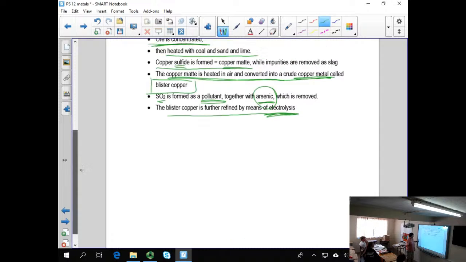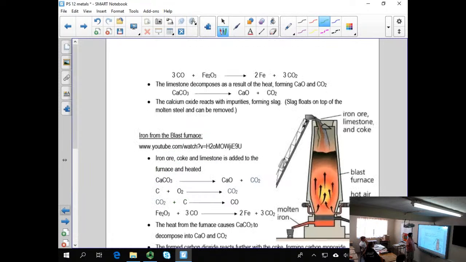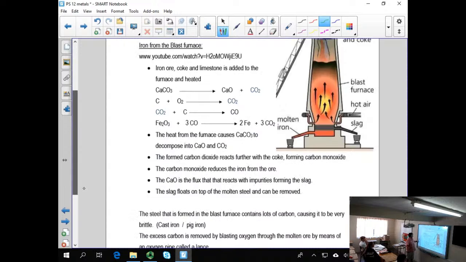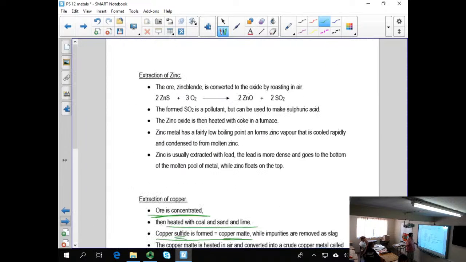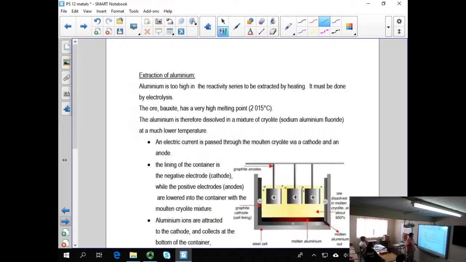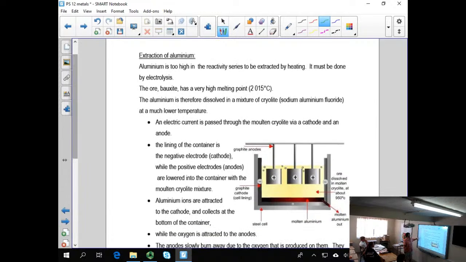Now, the examples that we've had a look at until now, the iron, the zinc, and the copper, are all fairly unreactive metals. Now, the next metal that must be extracted from its ore is aluminium. And aluminium is quite high up on the reactivity list. In actual fact, aluminium is quite reactive. So when we have to extract the aluminium from the ore, it becomes more complicated, all right?